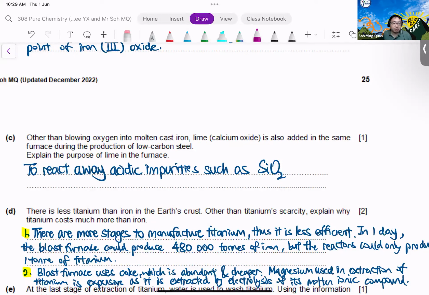Big difference. Next, blast furnace uses coke. Coke is carbon. Carbon is very easy to find, abundant, and relatively cheaper. However, you cannot use coke for titanium extraction. Titanium dioxide cannot be reduced by coke. You need to use magnesium, a very reactive metal. So magnesium is expensive because it needs to be extracted by electrolysis. So you need an expensive magnesium metal to extract titanium. That's what makes titanium very expensive. All right.